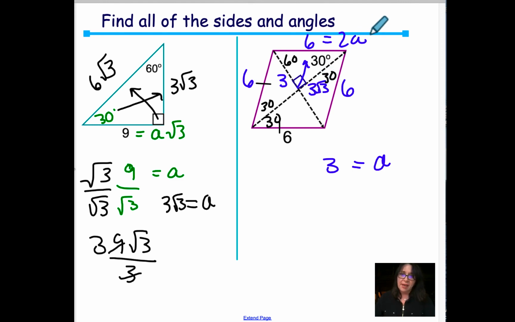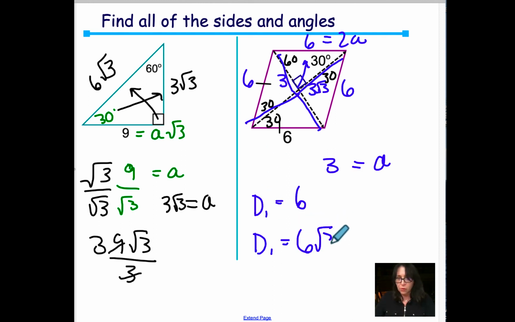So the question says, find all the sides and the angles. We did. It would also behoove you to find each of the diagonals. So diagonal 1 and diagonal 2. So for this problem, the first diagonal is 3 plus 3, which is 6. The second diagonal is 3 root 3 plus 3 root 3, which would be 6 root 3.